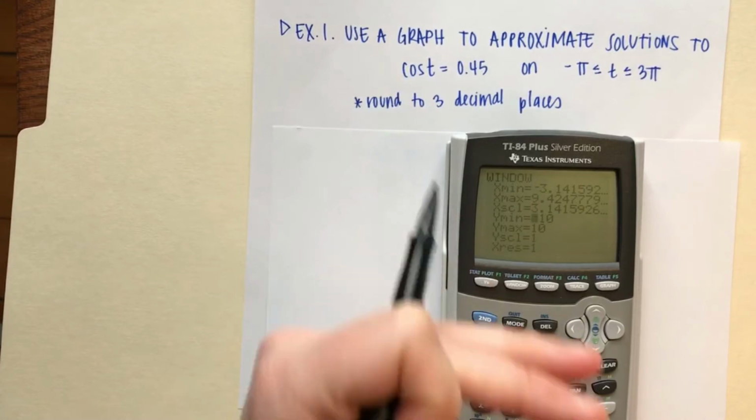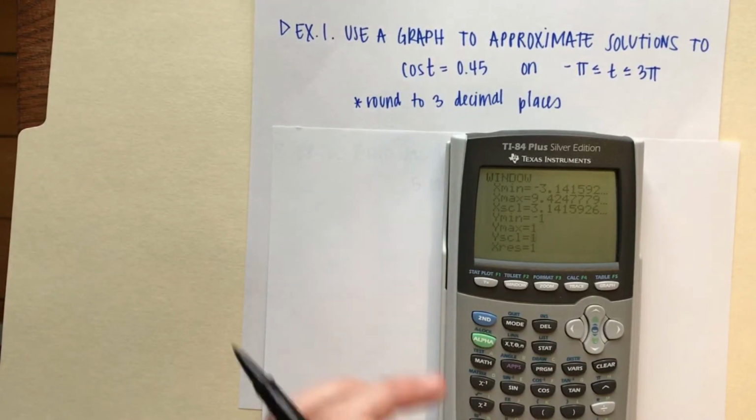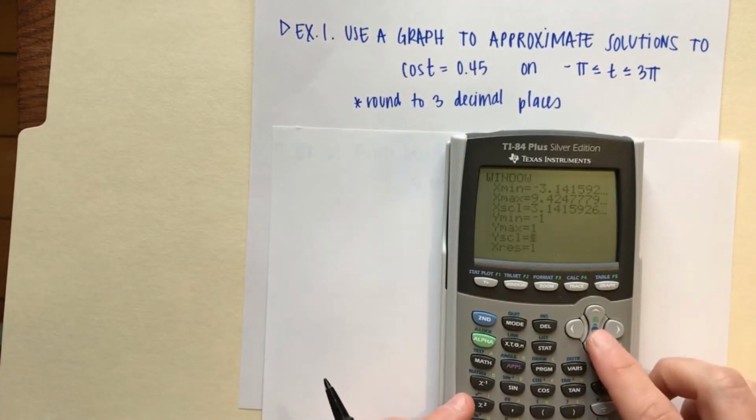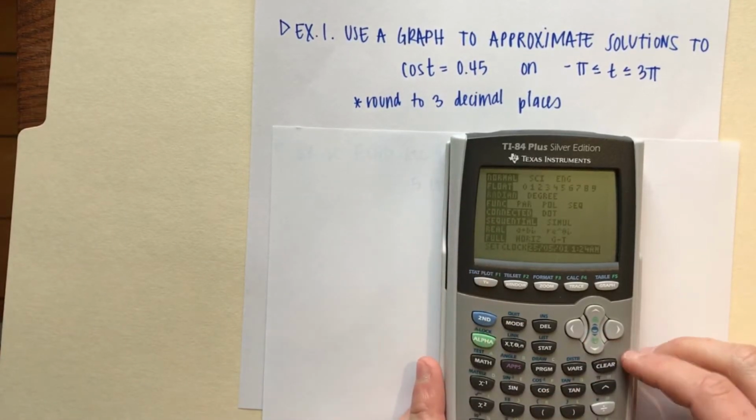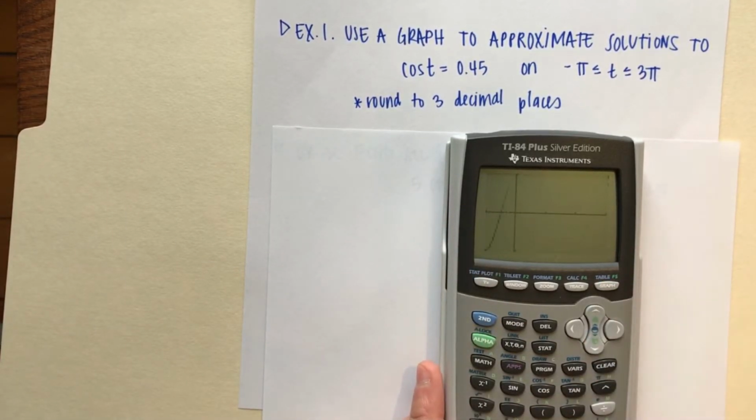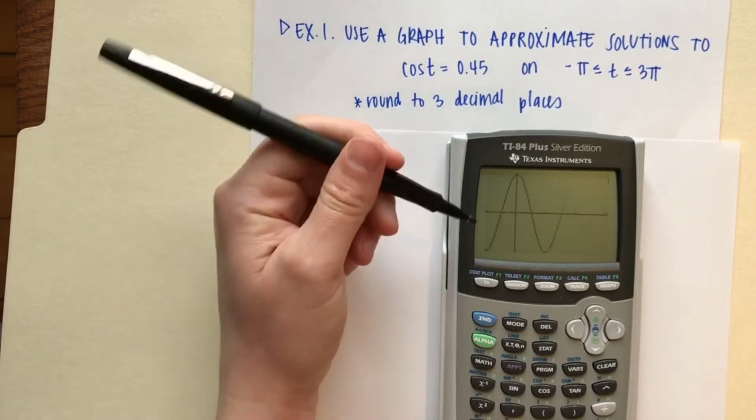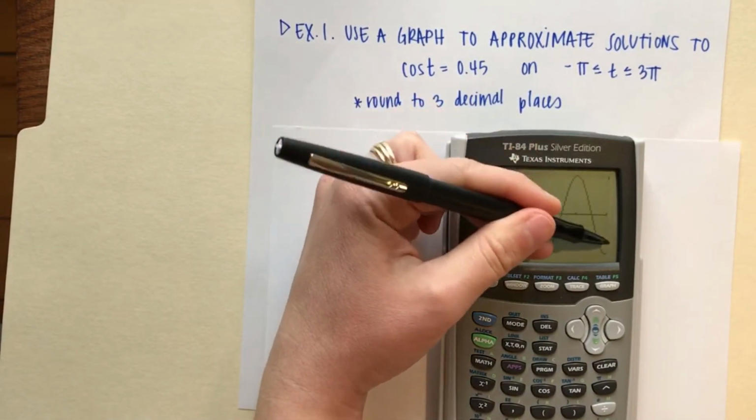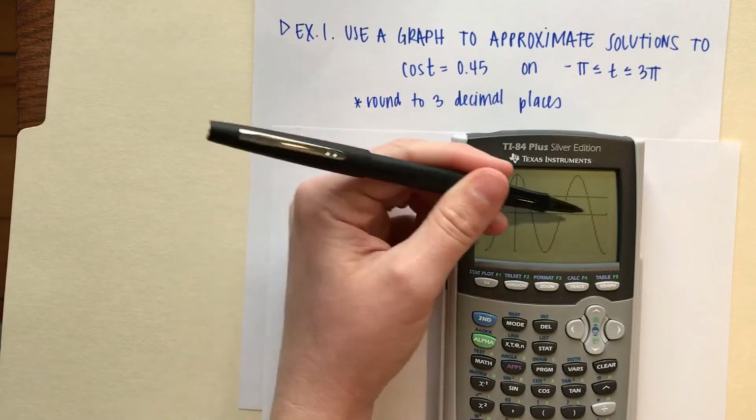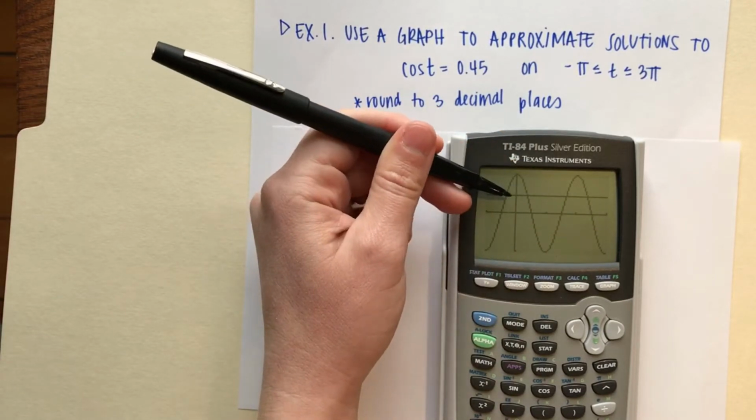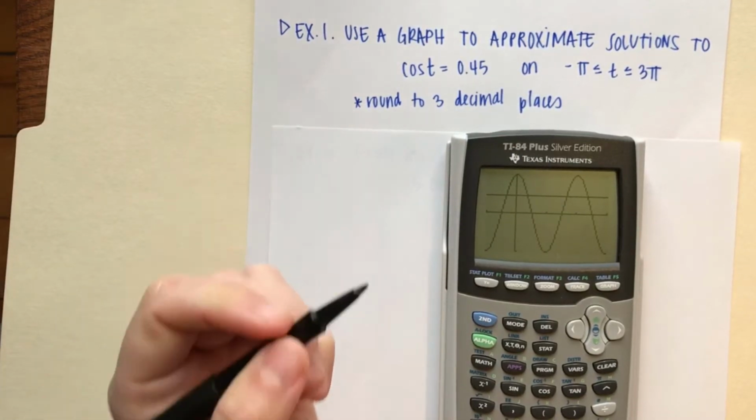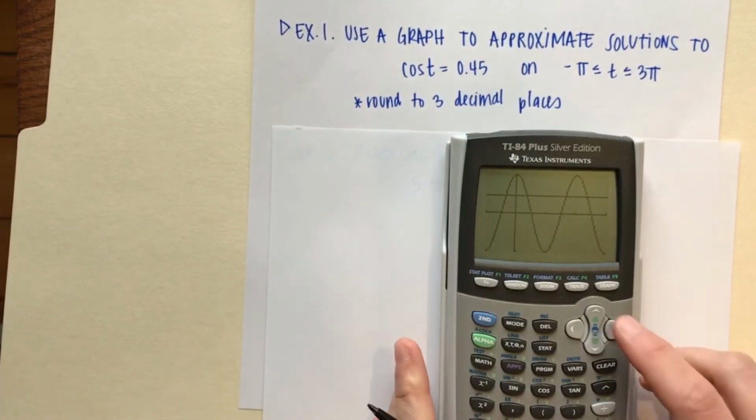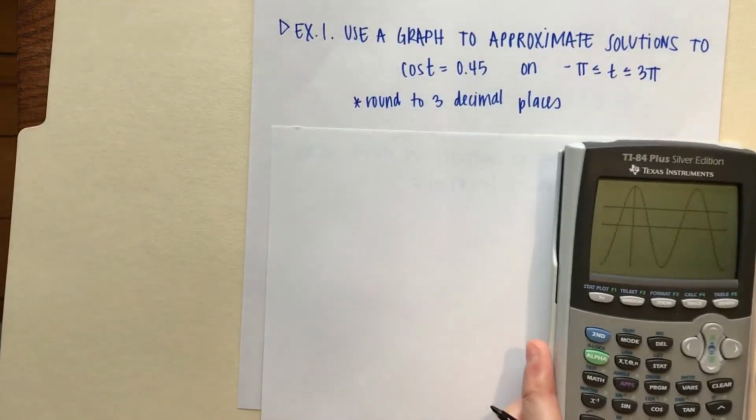I know cosine is bounded by -1 to 1, and 0.45 is also in that interval. I'm also going to check my mode, that I'm in radian mode, and we're good to go. On my graphical representation, I get my beautiful cosine curve from negative pi to 3 pi, and I get 1, 2, 3, 4 graphical intersections, and I can write down those points by calculating or tracing.